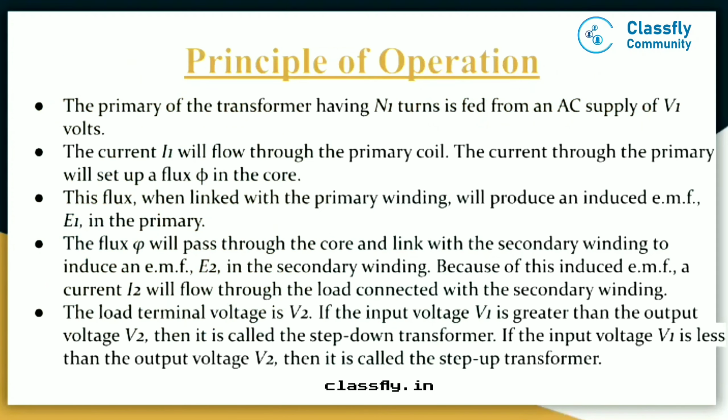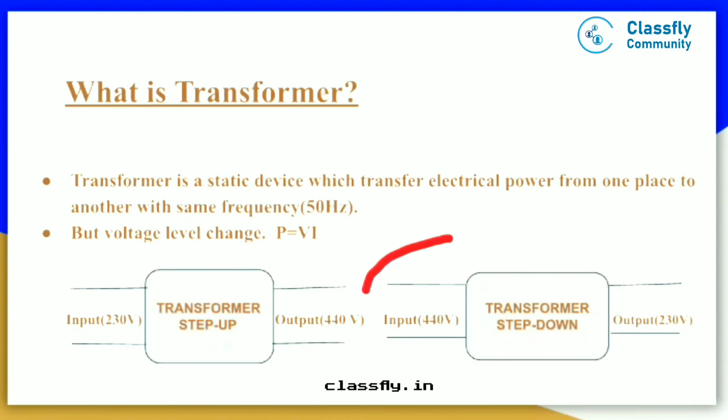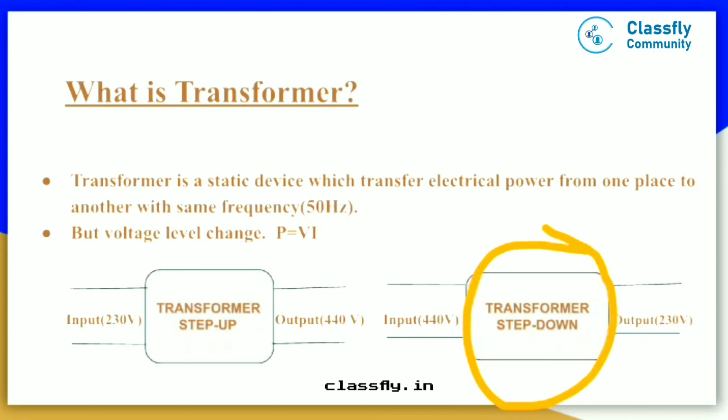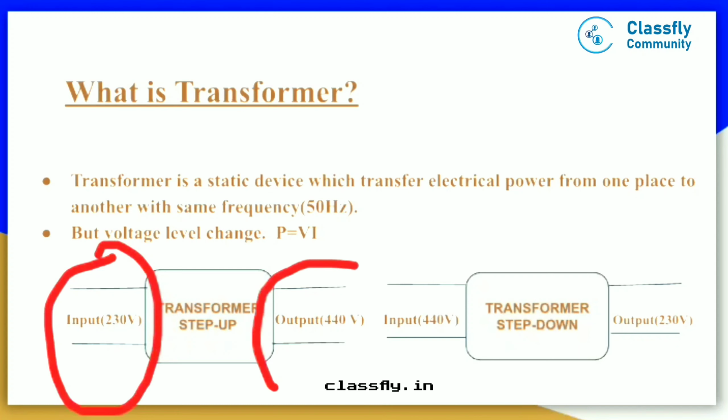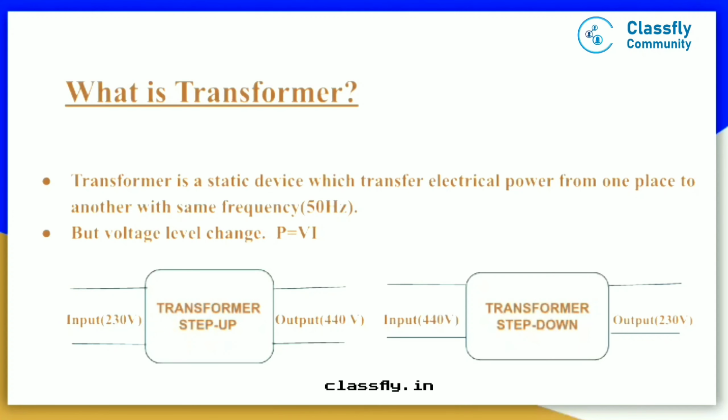Let's move on to the next point, which says that the load terminal voltage is V2. If the input voltage V1 is greater than the output voltage V2, then it is called the step down transformer. So now let's move on to the step down transformer and the step up transformer. Remember that whenever the input voltage V1 is greater than the output voltage V2, it is called the step down transformer. And the opposite is what? Whenever the input voltage is less than the output voltage, at that point the transformer will be your step up transformer.